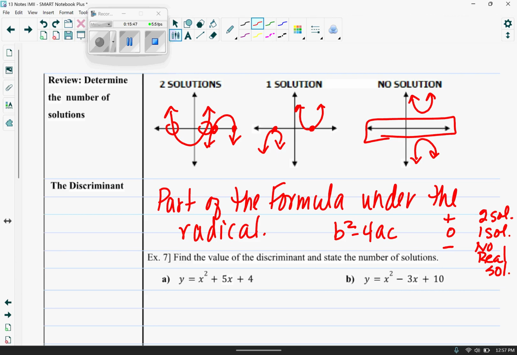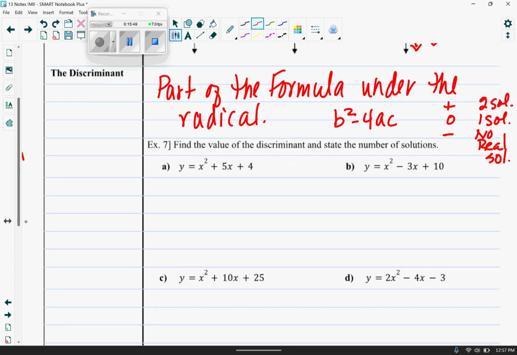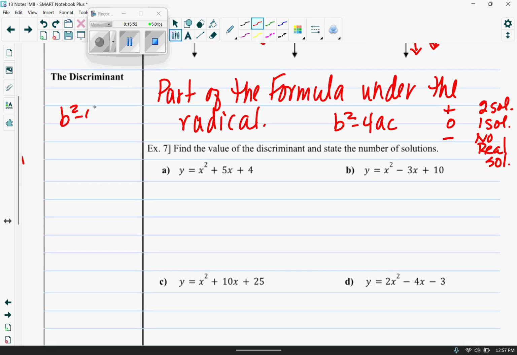So let's try the discriminant. All we need to do for the discriminant is the b squared minus 4ac. We don't even have to square root it. We just have to find that number. So if I have this, my a value is 1, b value is 5, and my c value is 4. All I'm going to do is b squared. So 5 squared minus 4 times 1 times 4. This is 25 minus 16, which is a positive number, right? It ends up being 9. It's positive. So there's two solutions.